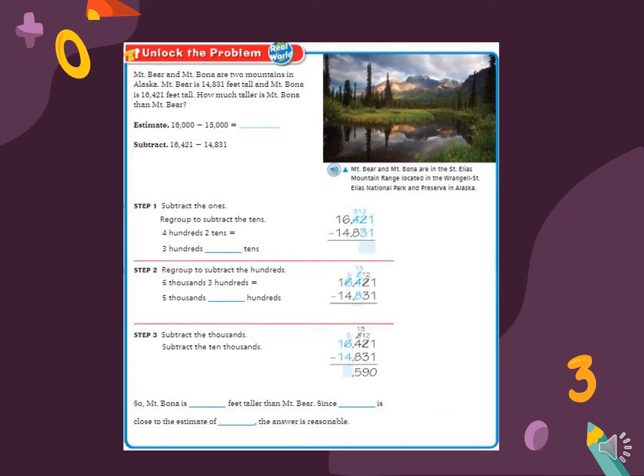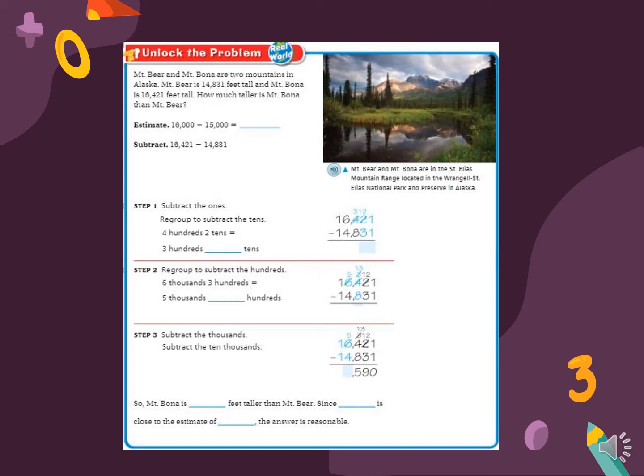Okay guys, we will do this together. I want you to open your book on page 43. Unlock the problem. The problem here is how much taller is Mount Bona than Mount Bear. If Mount Bear is 14,831 feet tall and Mount Bona is 16,421 feet tall, then what is the difference? So we need to estimate first.